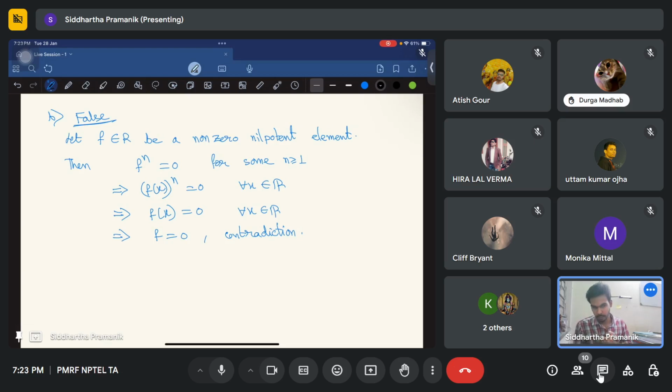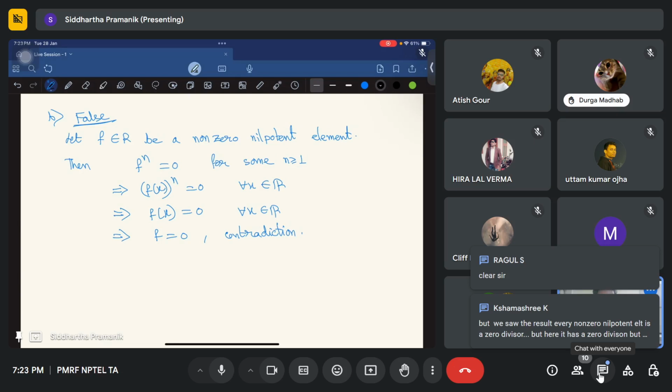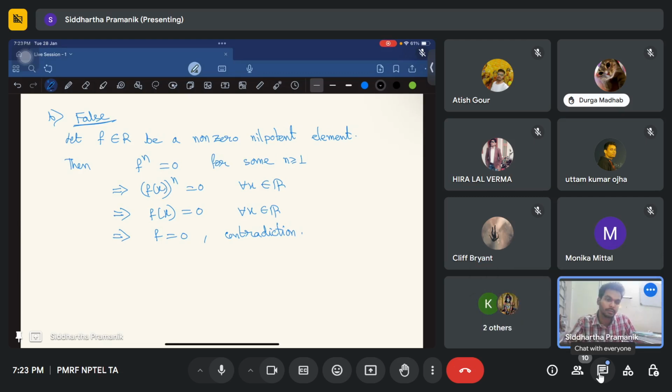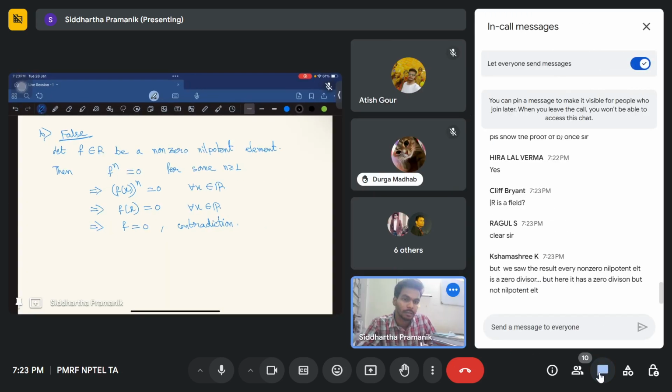Okay, now let's move on to some other problems regarding subrings. We saw the result: every non-zero nilpotent element is a zero divisor. It has a zero divisor but not a nilpotent element. Yeah, you are right. So every non-zero nilpotent element is a zero divisor, but the converse need not be true. So this is an example for that you can take. Yeah, good observation.